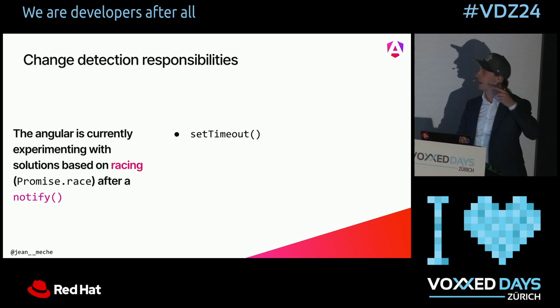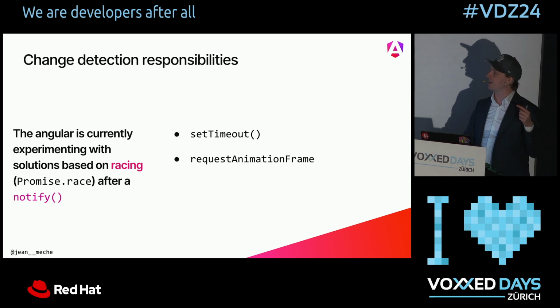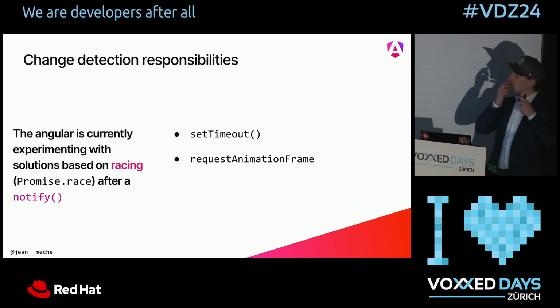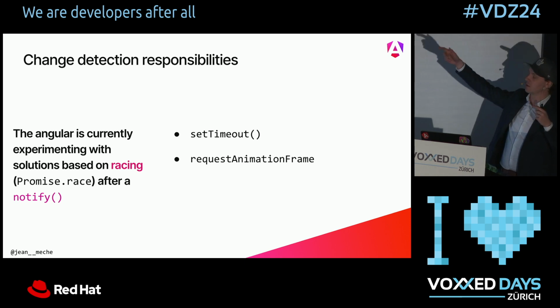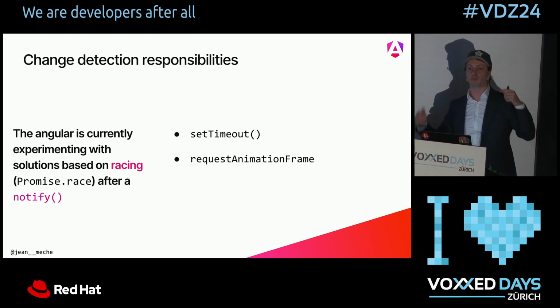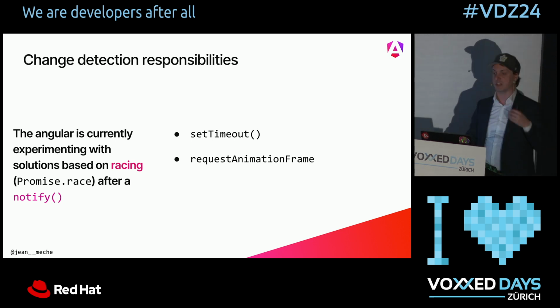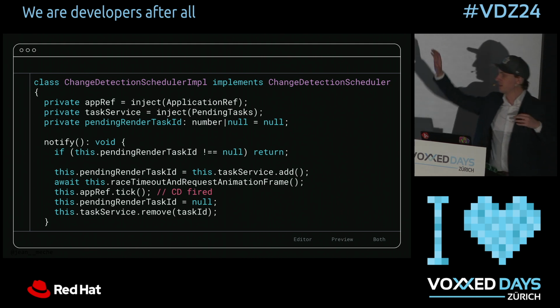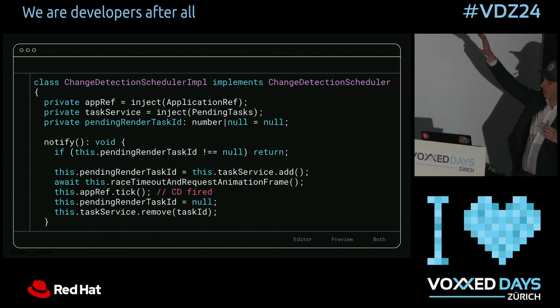It's a setTimeout with 0 milliseconds, and it also uses requestAnimationFrame. So once the browser runs one of these two functions, and the framework notifies the scheduler that we need to change something, it will run the change detection for you. Basically, that's the idea of how the scheduler works.